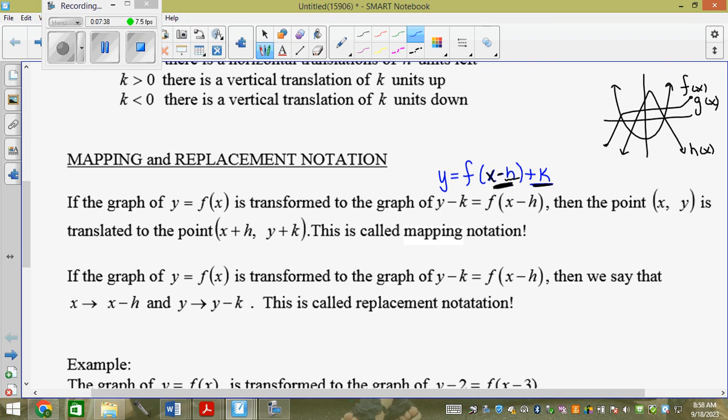And this one I'm moving k what? K up. So if I went to take a mapping, my original point is x, y, it becomes, and that's how you have to do mapping. X, y becomes, that's what that little arrow means. X, y becomes, well, what do I do to my x? I moved it h to the right, correct? So how do you move to the right? Add or subtract? Add.